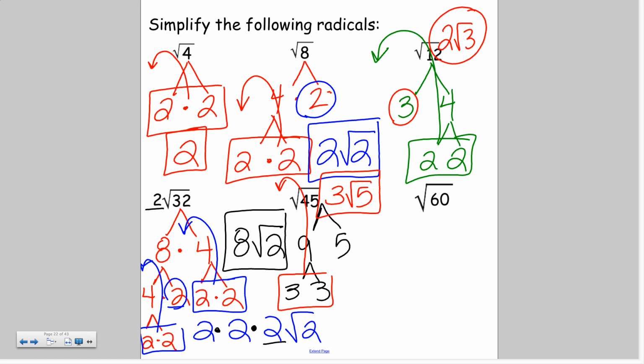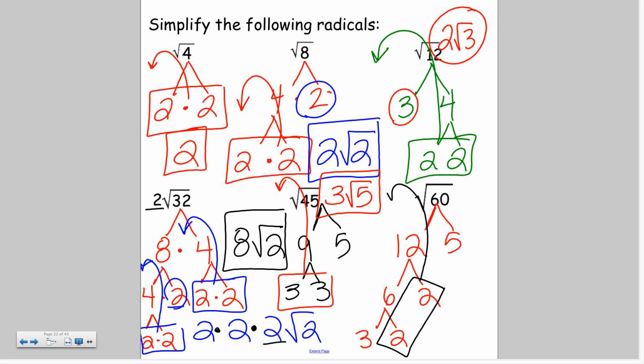All right, square root of 60. 12 times 5. 5 is already prime, so I'm going to leave it alone. 12, I'm going to do 6 and 2. If you did 3 and 4, that's fine. 6, I'm going to do 3 and 2 again. All right, now this time I'm going to have to look elsewhere for pairs. I've got a 2 here and a 2 there. All right, so 1 2 comes out. Now I'm left with a 3 and a 5.